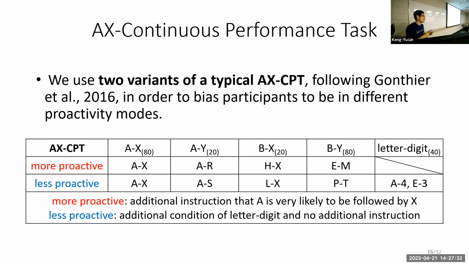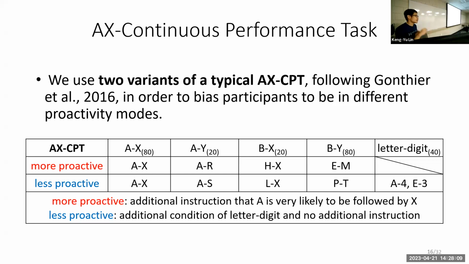And another version is the less proactive version. In this version, we don't provide additional instruction that A is very likely to be followed by X. Besides, we have an additional condition, which is a letter-digit condition. In the letter-digit condition, when participants encounter the digit probe, they have to withhold their responses. So this makes the probe more unpredictable, so that participants cannot be proactive, because the probe now becomes more unpredictable in the experiment, right?